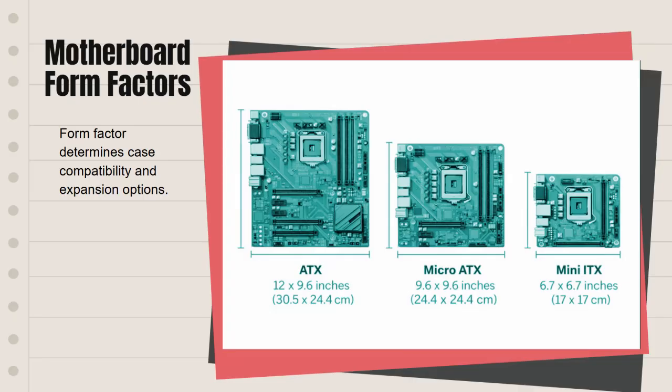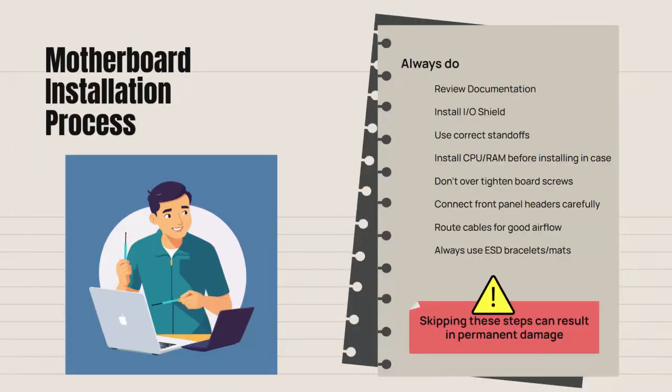Now we're going to talk about motherboard form factors. Form factors define motherboard size and layout. You have ATX, which is full size and can support up to 7 expansion slots. You have Micro ATX, which is more compact and up to 4 slots. Mini ITX, which is small form factor, can usually support up to 1 slot. Form factors determine case compatibility and expansion options, so it's always important to understand what you need your system to do.